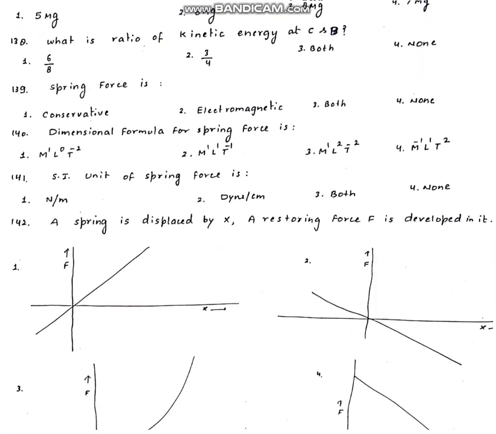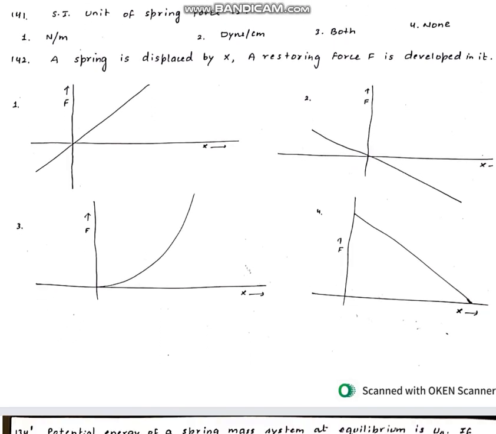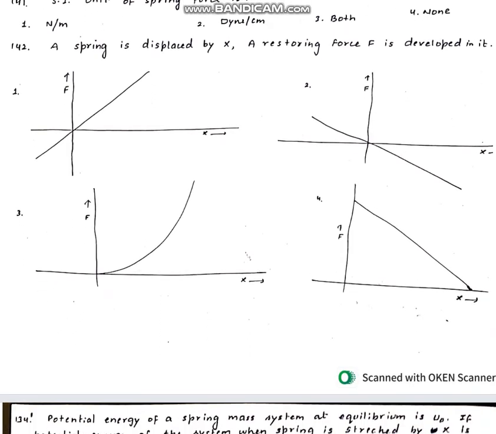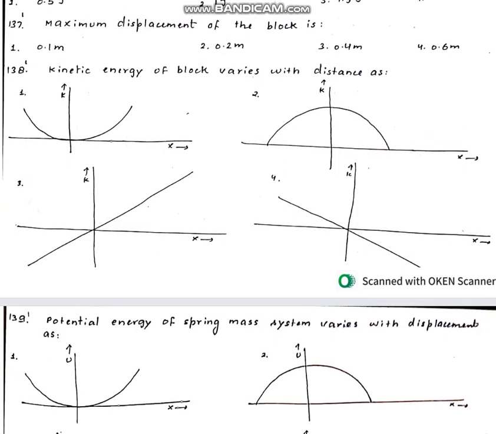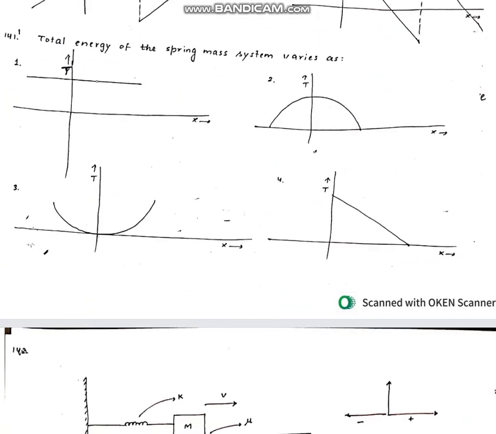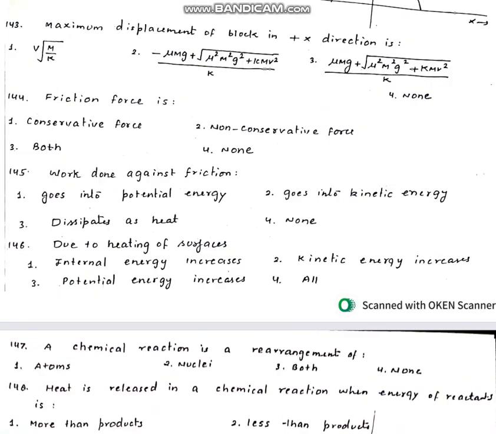Then we are being asked about spring force, dimensional formula for that, spring constant, graph between force and position. Then we have potential energy of a spring mass system. Then we have some numericals based on the graphs. Then we have mass block system and various problems based on the graph. Then we have maximum displacement.